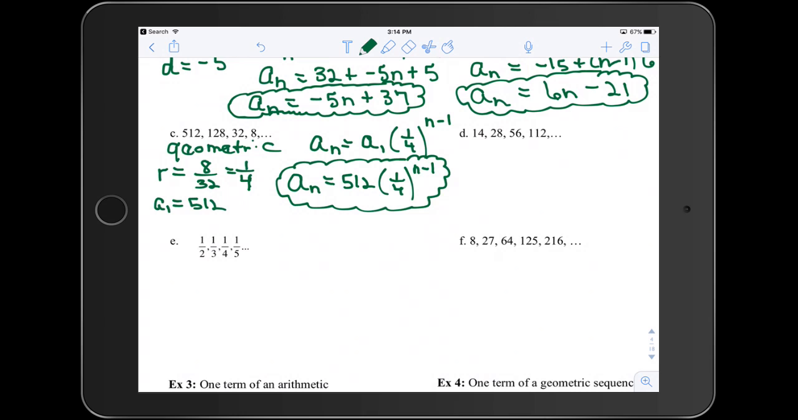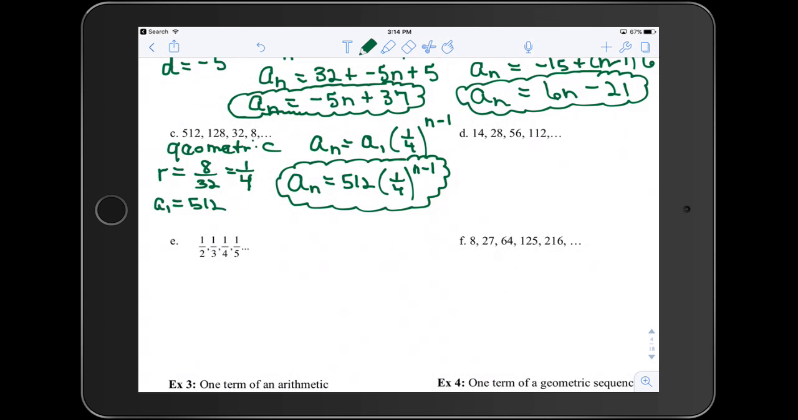Or you can go reverse. You can put in the value for a sub n to figure out the term number. And then, of course, we know we'd have to use logs to do that, because that's the only way you can get that exponent out of the exponential spot. By the way, that is done in pre-calculus. We don't do that in advanced algebra, so that's something to look forward to.